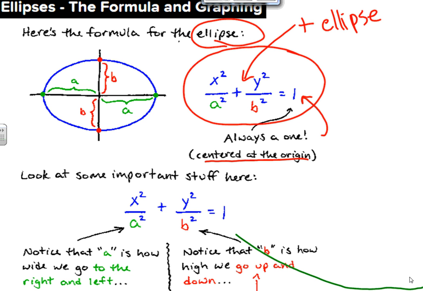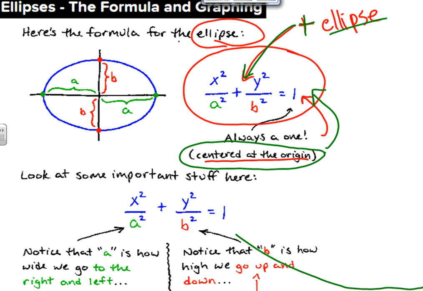Okay, so this is the ellipse, and for it to be an ellipse, it has to have a plus sign in between the x squared and the y squared, and otherwise it would be a hyperbola. It is going to be centered at the origin, and it is always equal to 1. So the number that is under x squared is a squared. So if there was a 15 under there, then a would be the square root of 15. If there's a 25 under there, a would be the square root of 25, which is 5.